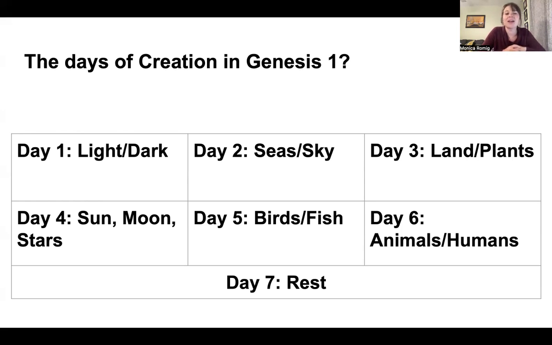On day five, God creates birds and fish. And on day six, God creates all the other land animals, wild animals, livestock, and humans. And humans are like the pinnacle of creation. God creates mankind in his image. And then on day seven, he rests.